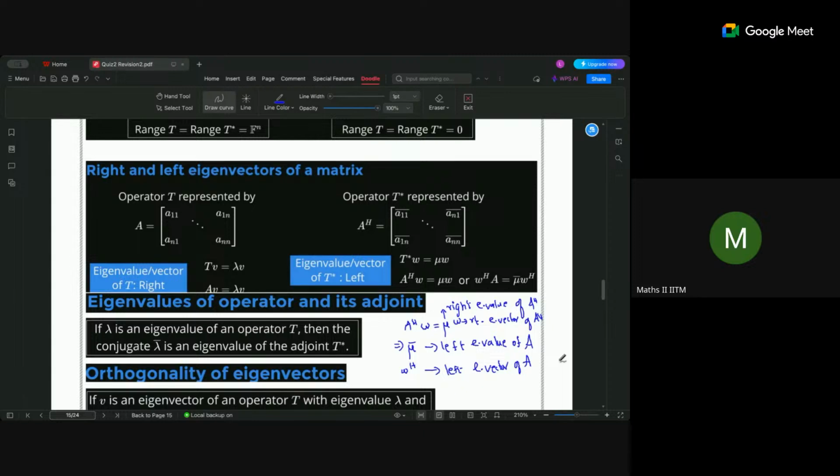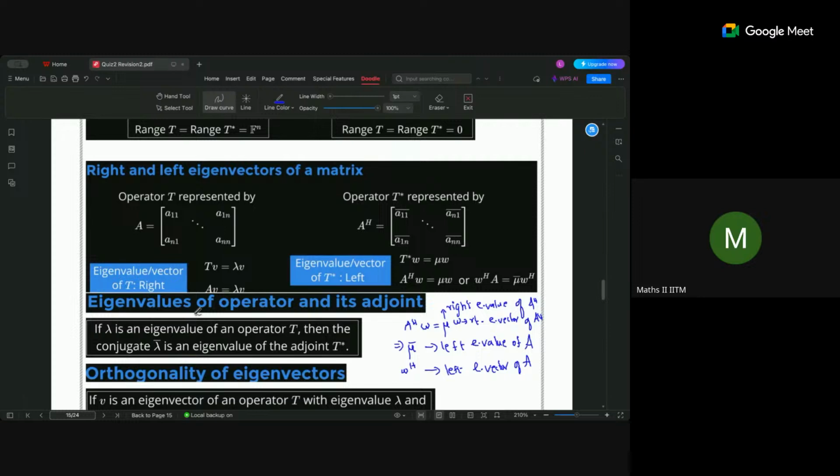You need to compute the usual eigenvalue and eigenvector, that is the right eigenvalue and right eigenvector, of A^H. Take the complex conjugate for the eigenvalue and conjugate transpose for the eigenvector. That gives you the left eigenvalue and left eigenvector. Is it clear? How to compute the left eigenvalue and left eigenvector? Yeah? Okay.